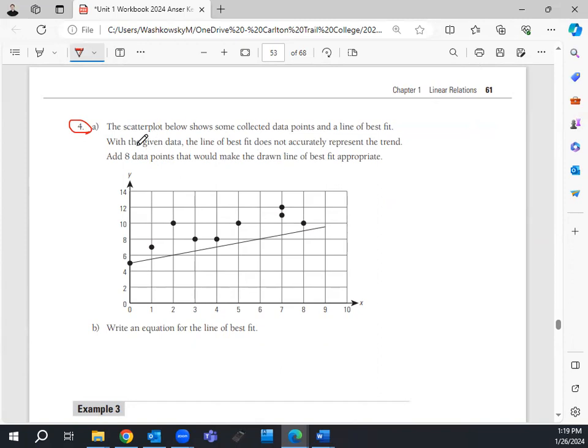Now, the one thing I will say is question 4 is actually going to have you add points. It's giving you a line. It wants you to add points that kind of balance it out. One thing you can do, I'll give you a really big tip here. I'm just going to zoom in on question 4. This is on page 61.